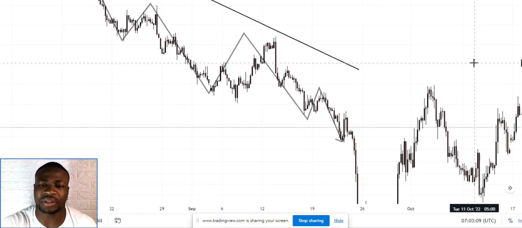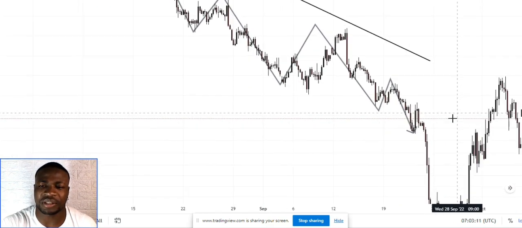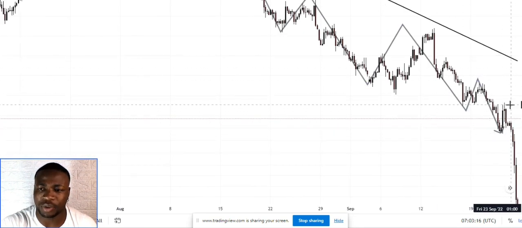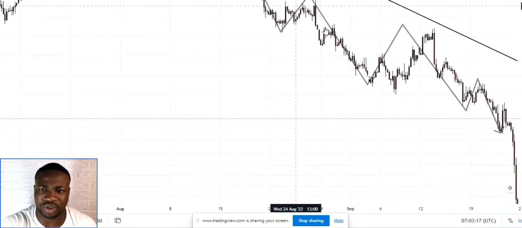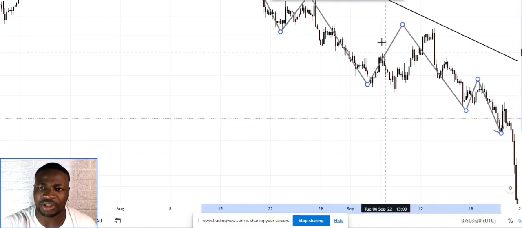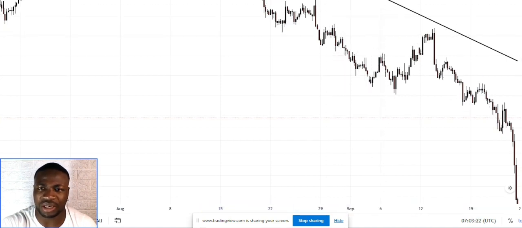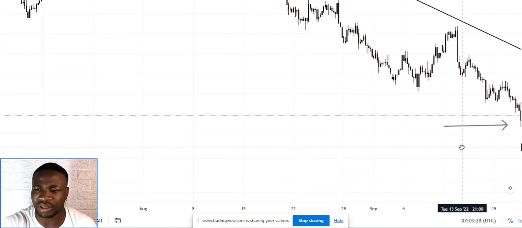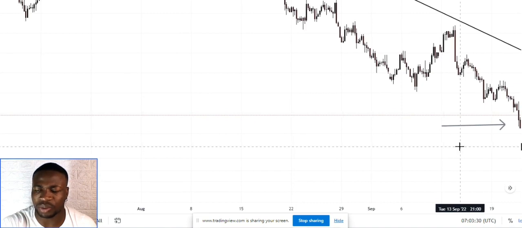So obviously we want to first of all identify the low that has been created. After a push phase, we know that we're looking for a pullback to create a lower high in anticipation of a continuation. In this situation, I'll then isolate an area where the market has just pushed to, which would be this area. Just imagine the market is trading at this level here. Just imagine that's the point.